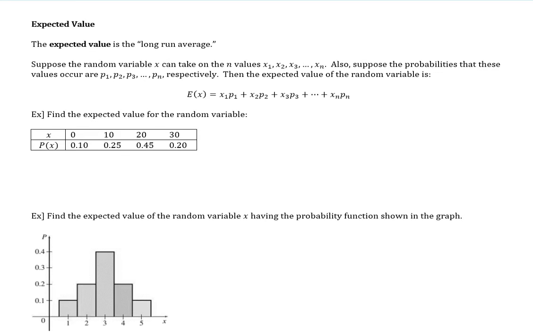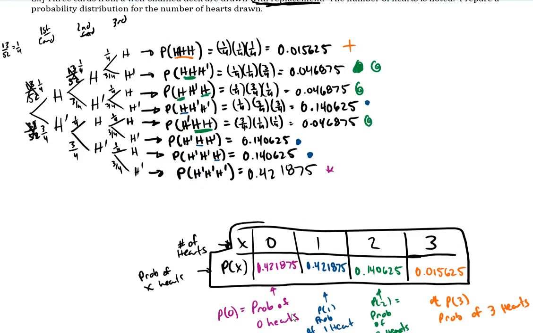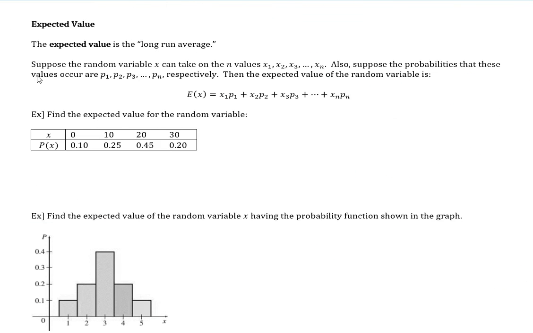Hi everyone, and welcome to our video on the introduction to expected value. So expected value is all about these probability distributions. In our last video we found them. The second one took a little bit of time, but we found them, and then we use them to help us with these expected value problems.